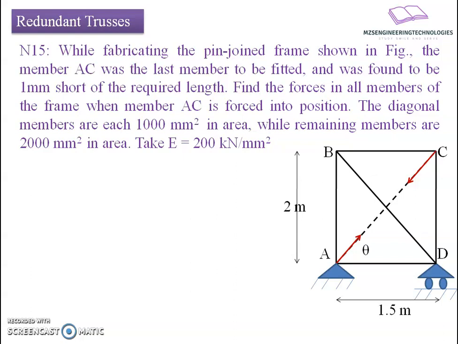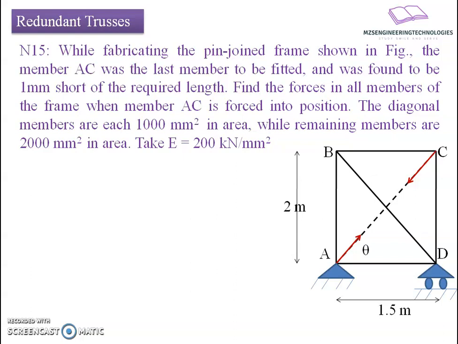The given frame is a braced frame having a brace member. The bay width is given as 1.5 meter, and the bay height is given as 2 meter. Member AC is said to be the last member to be fitted, and it was found to be too short. That's why I have put the member in a dotted line.